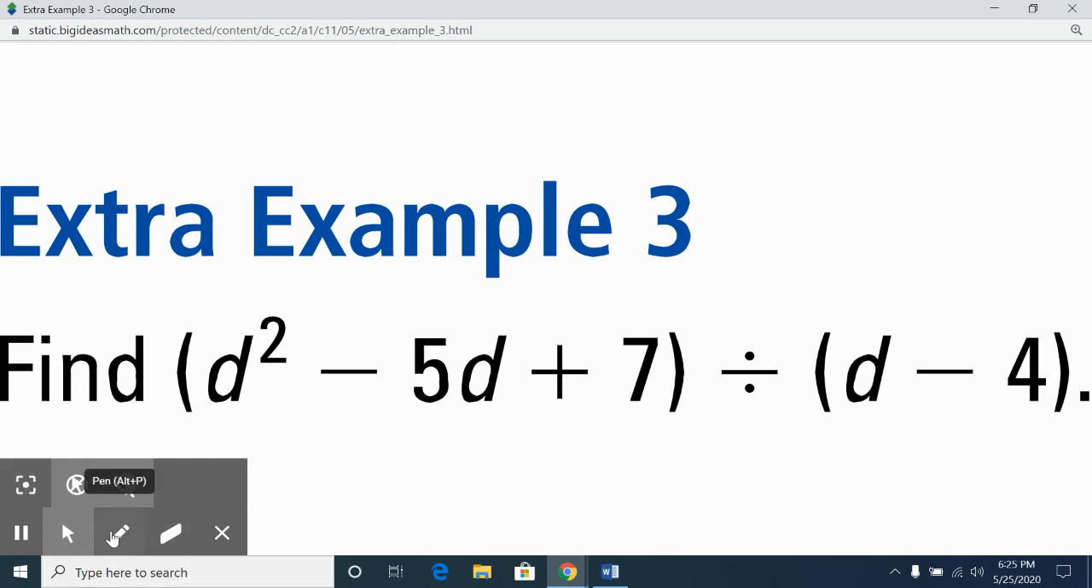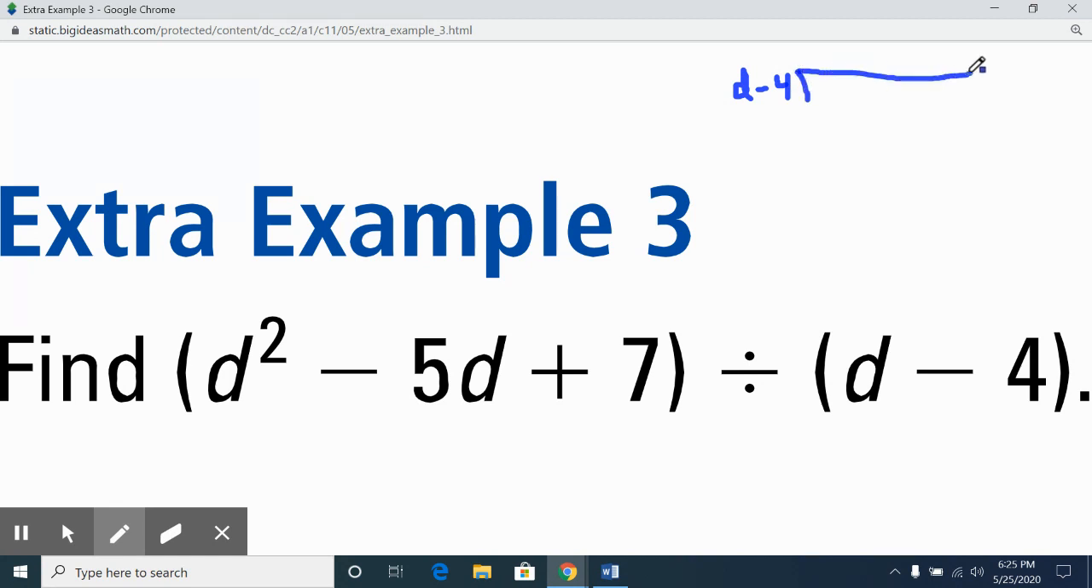Now, what I like about this one, everything's in standard form for me already, so that's nice. So I'm going to say d minus 4 here, dividing it from d squared minus 5d plus 7. Okay, here we go. D squared minus d is d. D times d is d squared. D times -4, -4d. Okay, let's subtract.